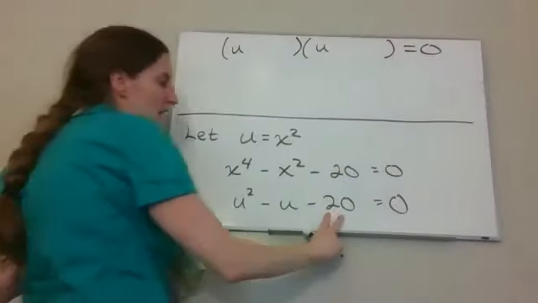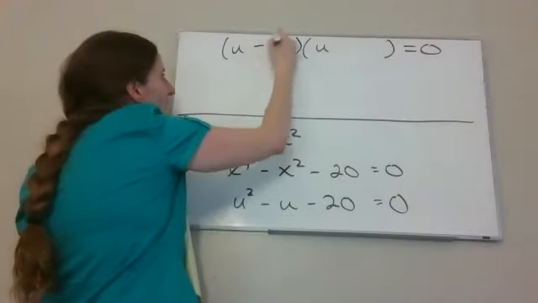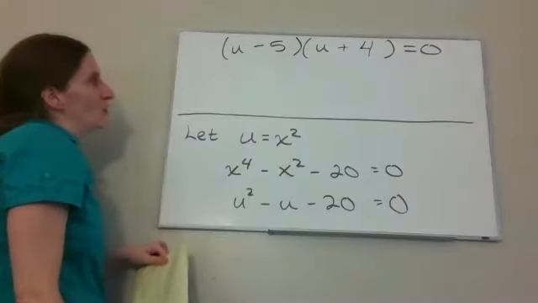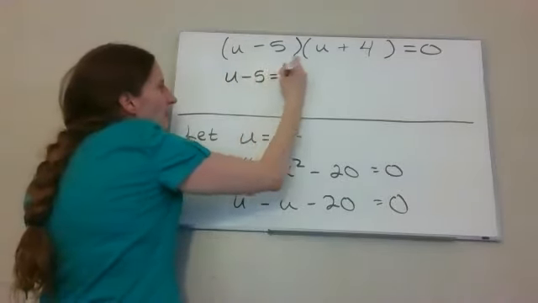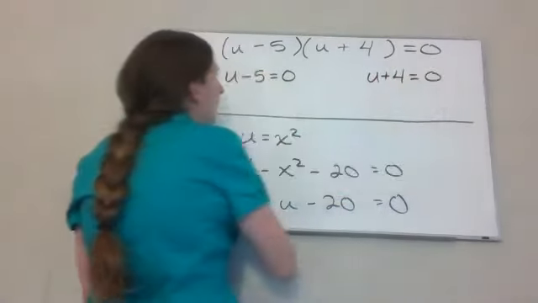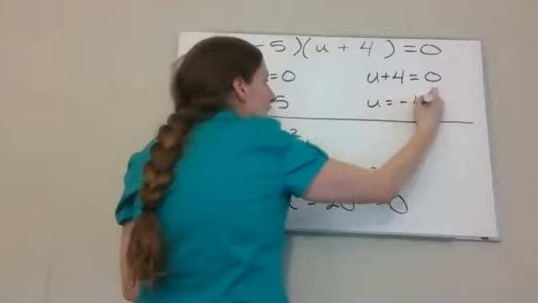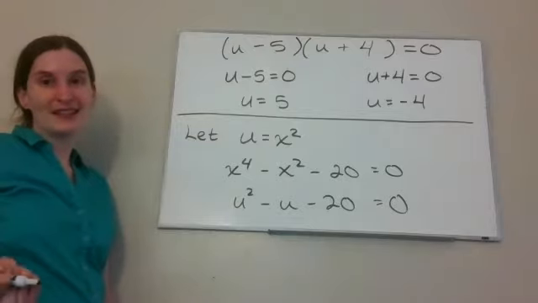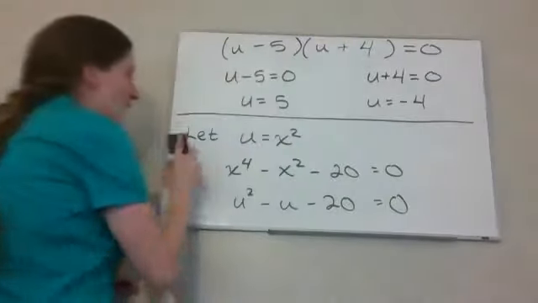What multiplies to negative 20 and adds up to negative 1? Well, that's going to be a negative 5 and a positive 4. So I have u minus 5 times u plus 4. Then I use my zero product property to set each factor equal to 0. And I solve those to get u equals 5 or u equals negative 4. But we're not done, because my original problem had x's and not u's. So now I get to take this u equals x squared and plug that back in.